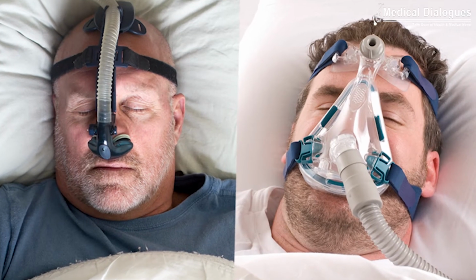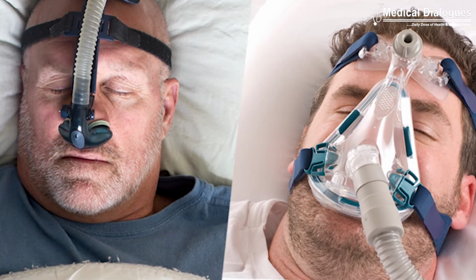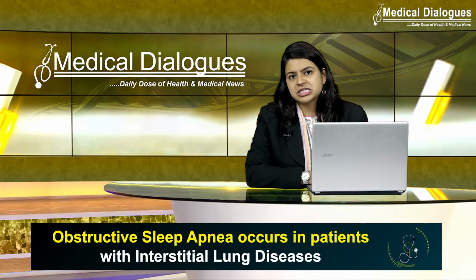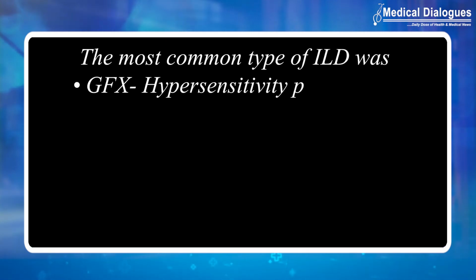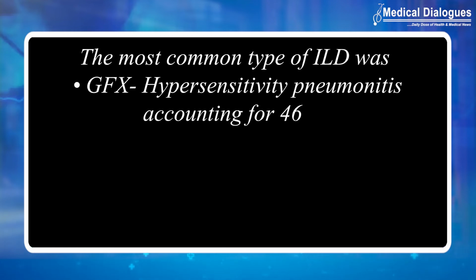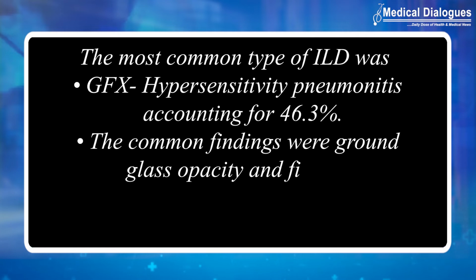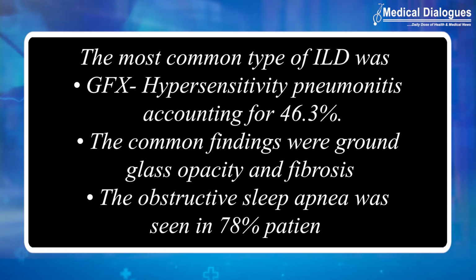The severity of the obstructive sleep apnea was defined as per the apnea-hypopnea index, and the correlation of obstructive sleep apnea with other parameters, as I previously mentioned, was assessed. It was found that dyspnea and cough were the most common symptoms. The most common type of interstitial lung disorder was hypersensitivity pneumonitis, accounting for 46.3%. The common findings were ground glass opacities and fibrosis. Obstructive sleep apnea was seen in 78% of these patients.